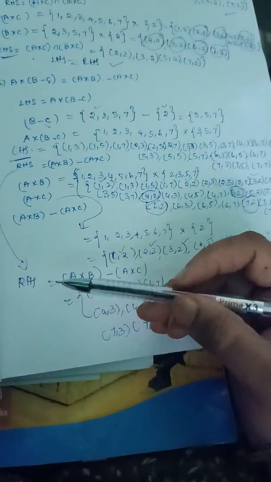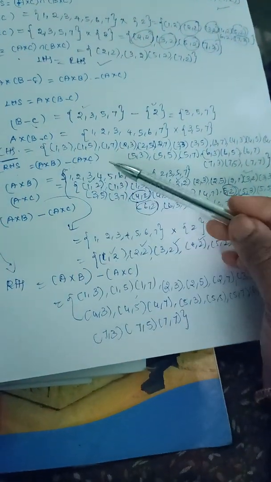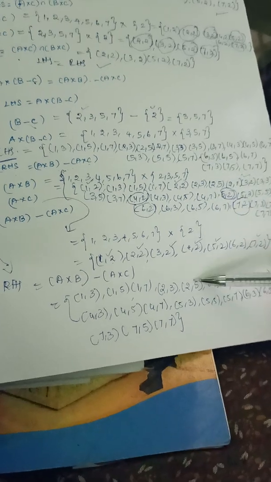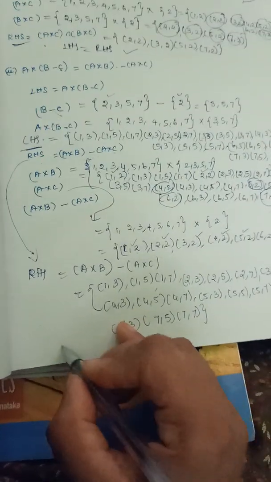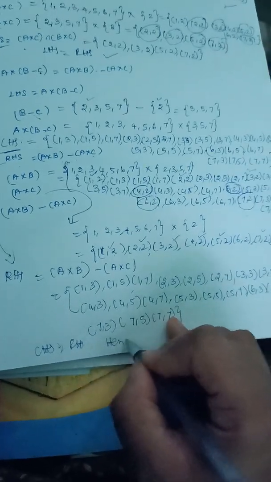Now you can compare LHS with RHS. So which is LHS? See here, 1, 3, 1, 5, 1, 7. Both are same. You can check it. Okay, so LHS will be equal to RHS. Hence verified.